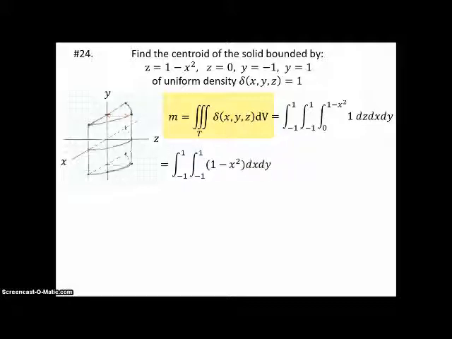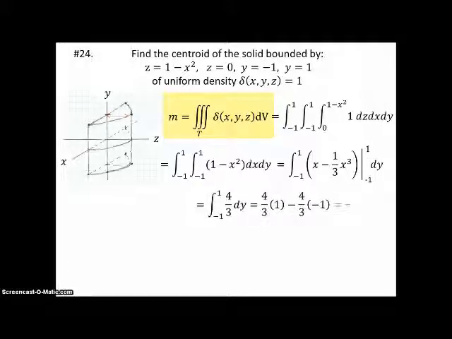And so the antiderivative of 1 is just z, and we substitute 1 minus x squared for z, and 0 is just going to be 0. Then we integrate that with respect to x, and we get x minus 1/3 x cubed evaluated from negative 1 to 1, which comes out to 4/3. Integrate with respect to y, we get 4/3 y evaluated from 1 to negative 1, and our final answer then is 8/3 for the mass. Okay, so that's the mass.